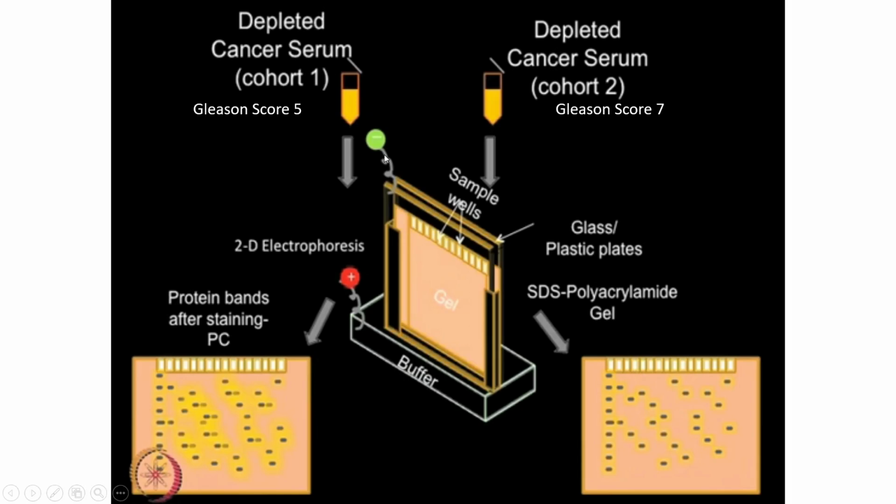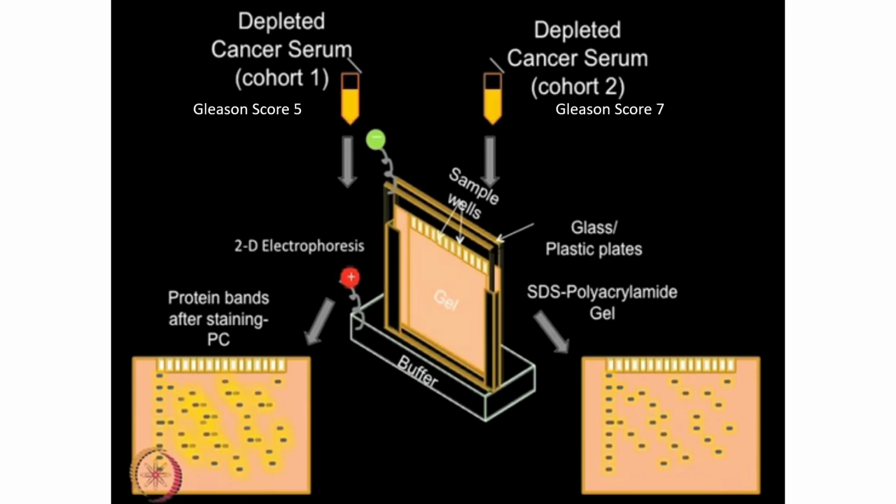Then they collected n number of different samples and divided the disease samples into two different parts, cohort 1 and cohort 2. Cohort 1 had a Gleason score of 5, and cohort 2 had a Gleason score of 7. The Gleason score basically depends upon how early or late stage the prostate cancer of those patients was.